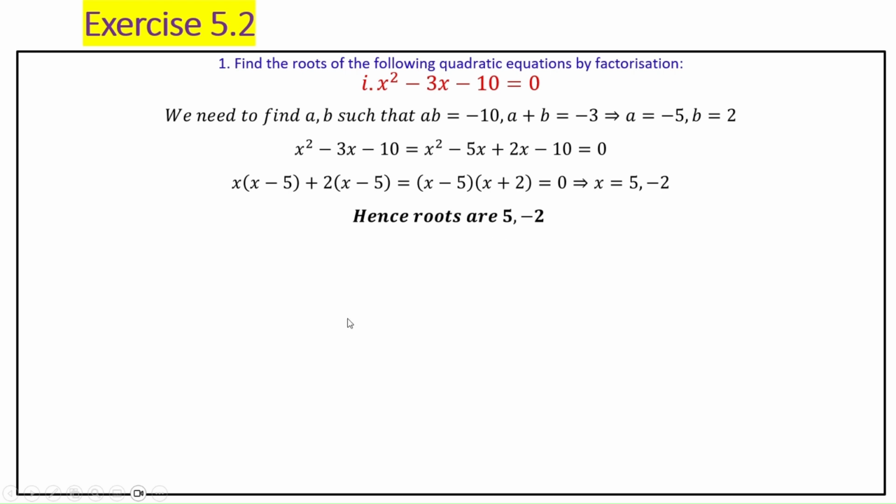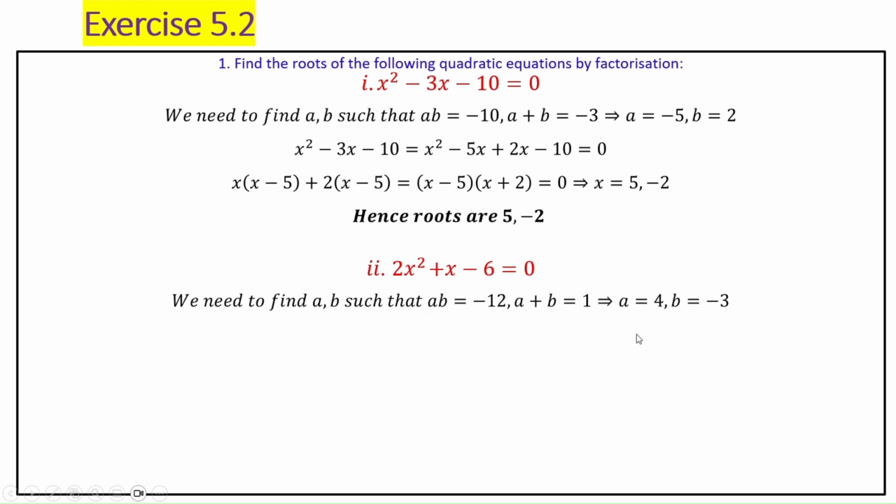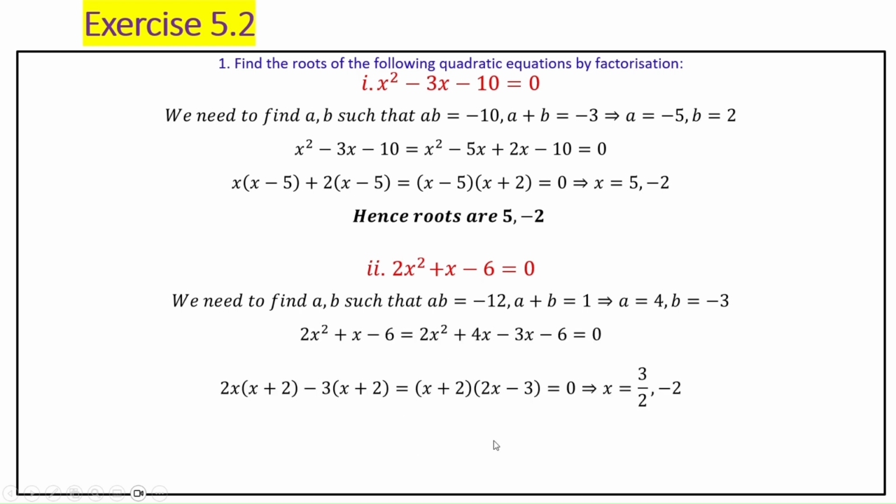You follow the same template for other questions also. Okay, 2x square plus x minus 6 equal to 0. Here you should find a and b such that a into b equal to -12, a plus b equal to 1. So a is 4 and b is -3. Now you solve it, then what are the roots you will get? 3 by 2 and -2. Okay, next.